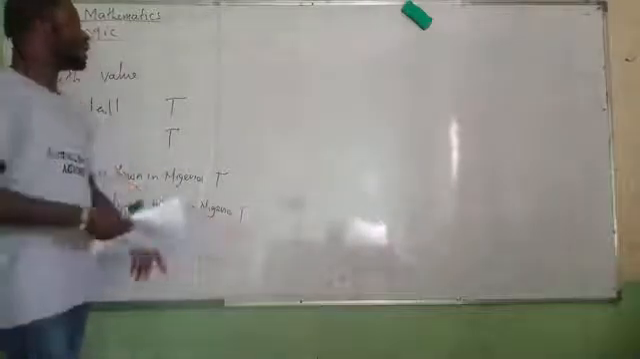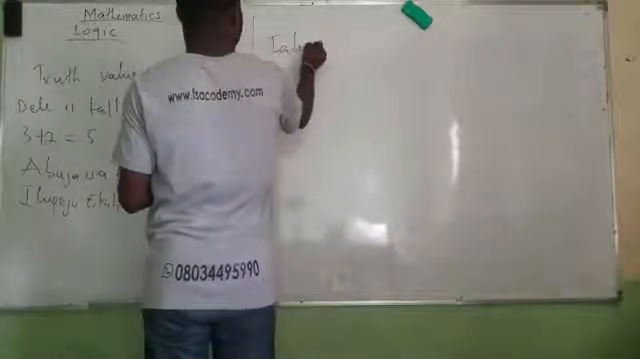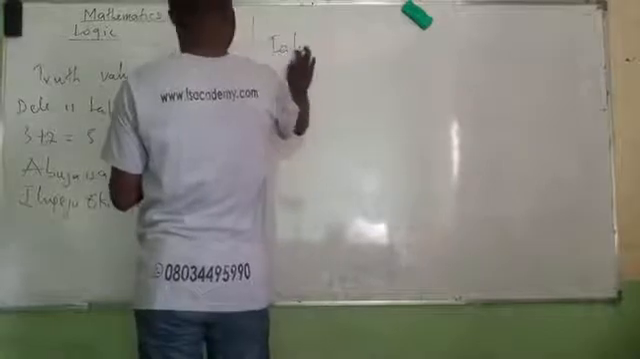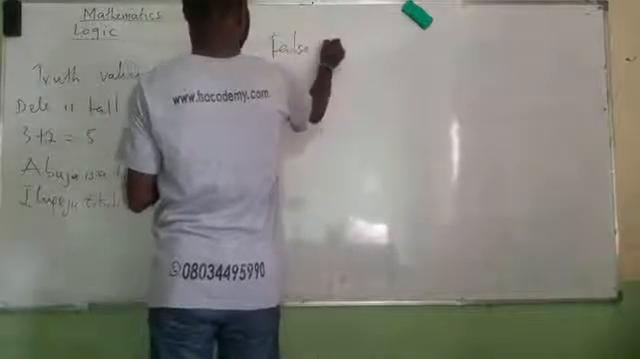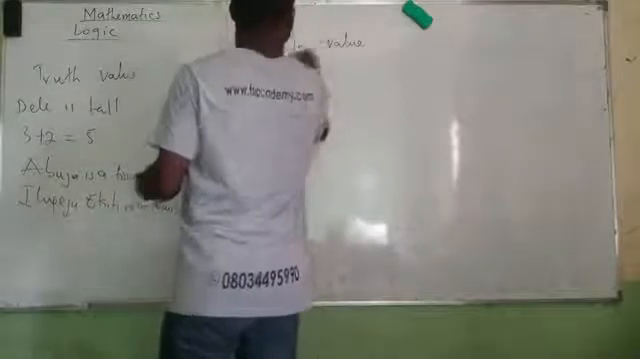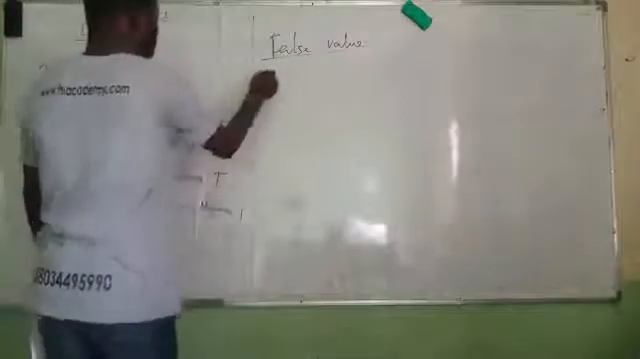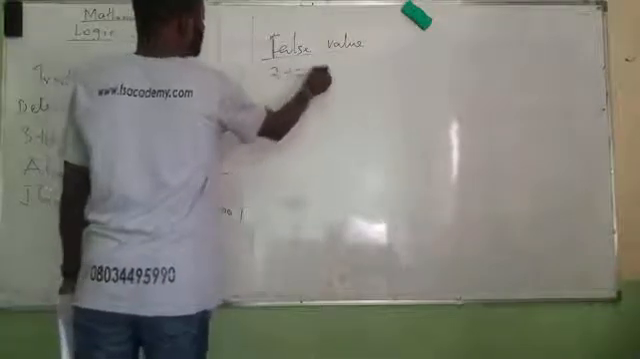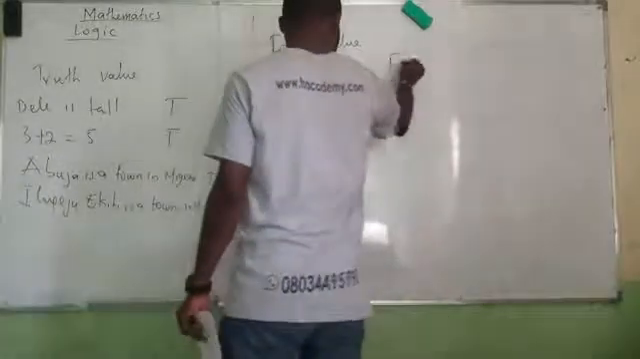True. Now, let me try to explain what is called false value. False value. Now, false value, look at this. 2 plus 5 is equal to 7. False.